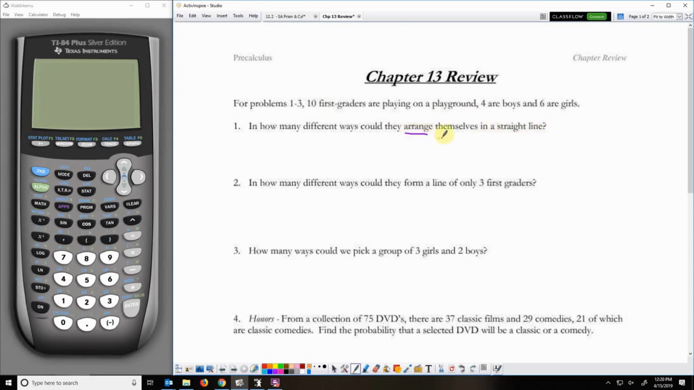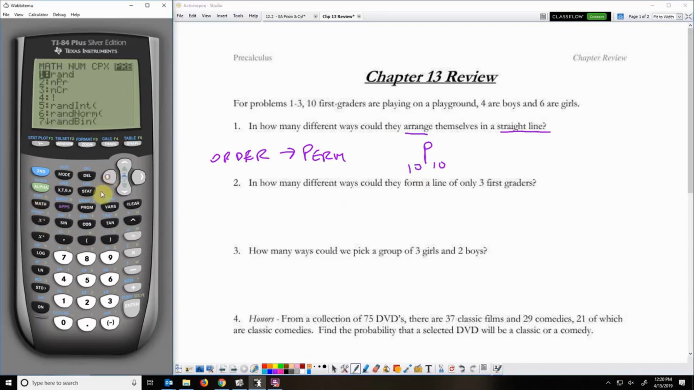Arranging in a straight line, the word arrange there tells us that order matters, which means we are going to use a permutation. We're arranging all 10, and we're choosing from 10. So 10P10 will tell us that number.